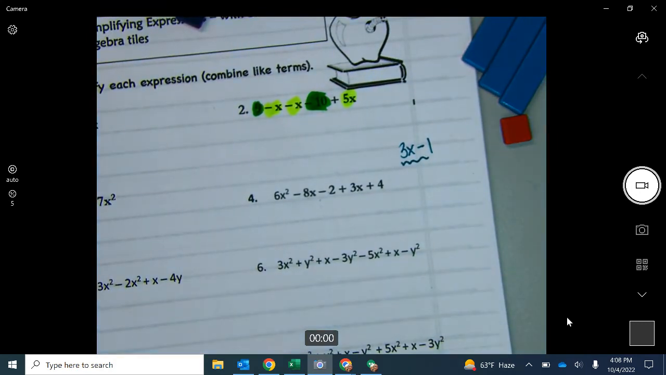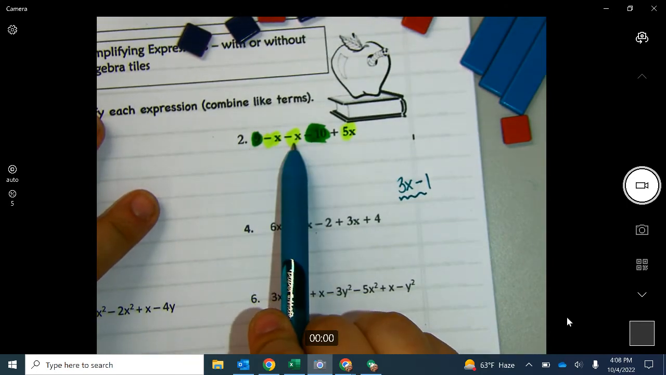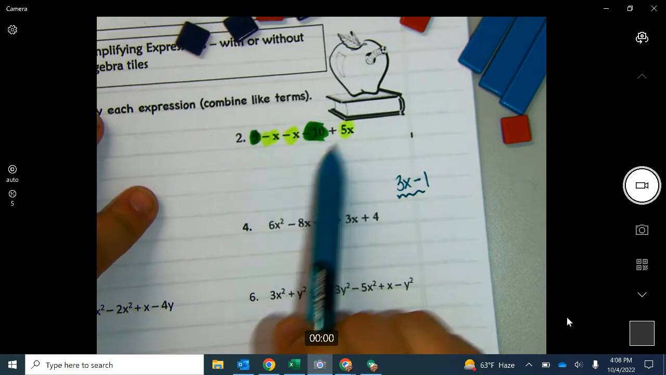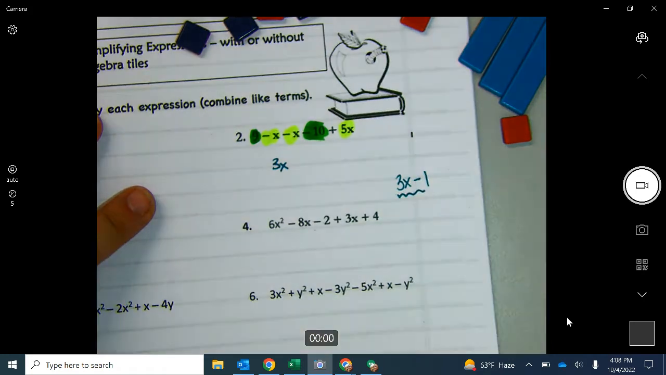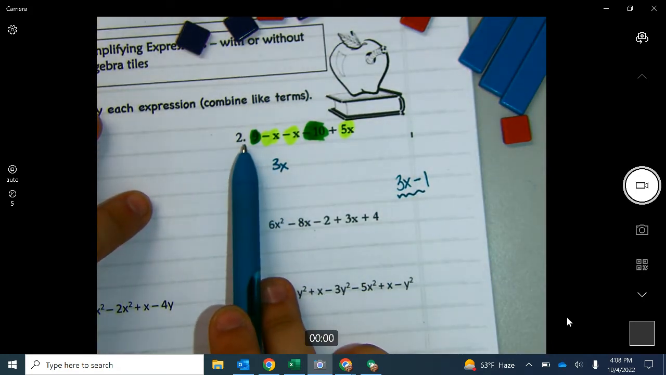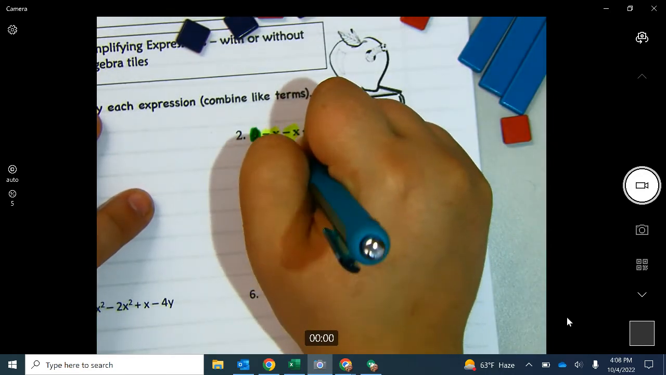So looking at these x's, I see I have negative 1, negative 1. So negative 1 minus 1 is negative 2. And then plus 5 means that I have 3 x's total. Now, if I look at my ones, I have 9 minus 10, which means negative 1.